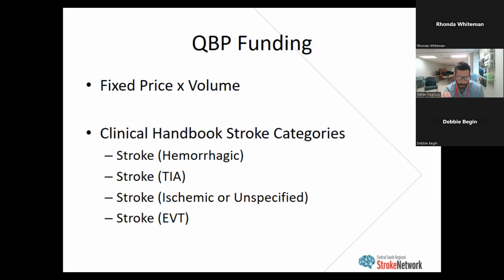And if we go to the next slide, focusing on QBP, when it comes to QBP funding, again, coding remains incredibly important as certain clinical handbook stroke categories are included in the QBP funding approach. Once there are those categorizations completed, the equation that we talked about earlier of a fixed price times volume of cases is really used to determine that QBP funding amount. So it really speaks to the importance of coding related to funding within our region and beyond.